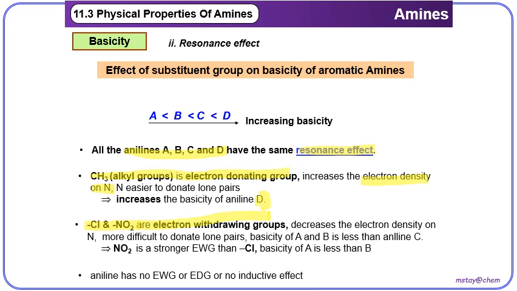And then, after you mention it is an electron donating group or electron withdrawing group, just mention what will happen to the electron density at the nitrogen and then relate it with the definition of base, easy or difficult to donate electron. If it is difficult to donate electrons, the basicity is less. Then here they mention again, like what we discussed just now, NO2 is a stronger EWG than chlorine. And for the aniline, if you still remember, there is no EWG or EDG as well. Or if you want to simplify, you can just mention they don't show any inductive and resonance effect.